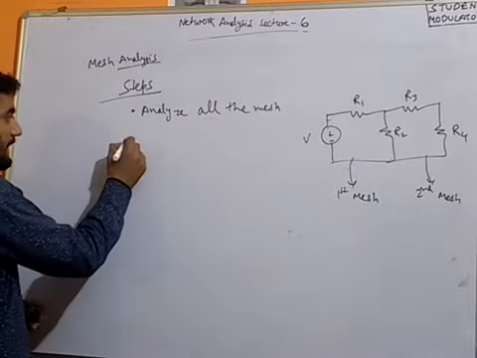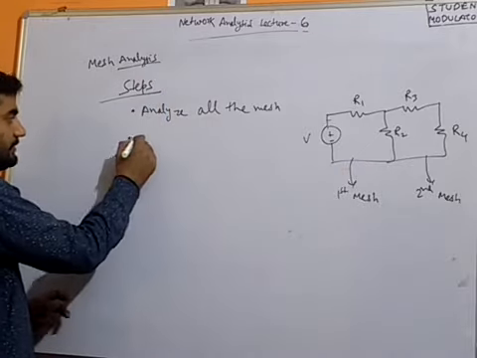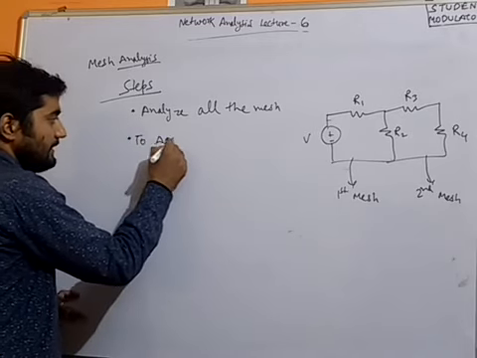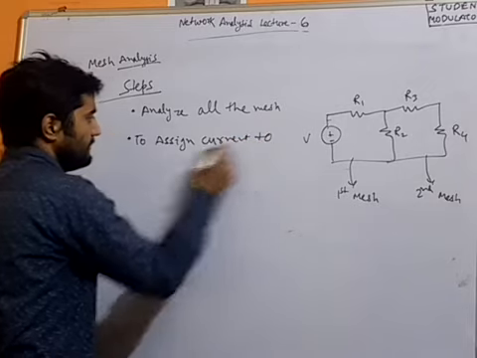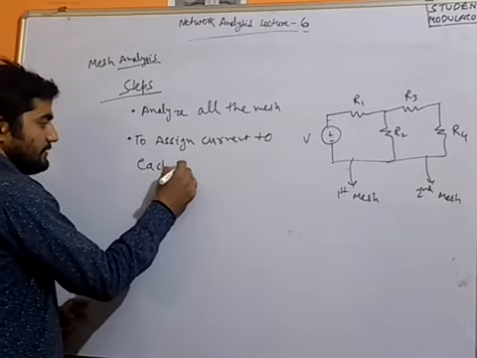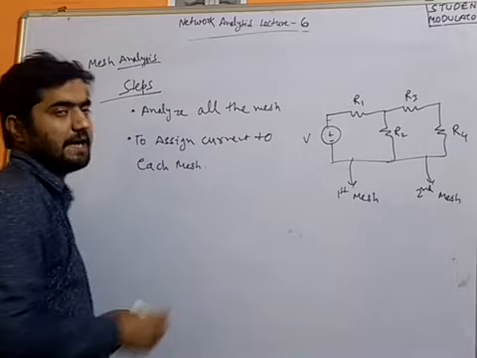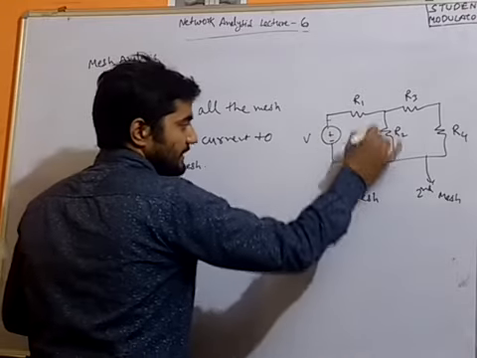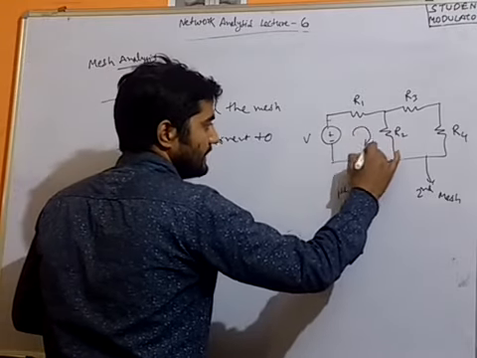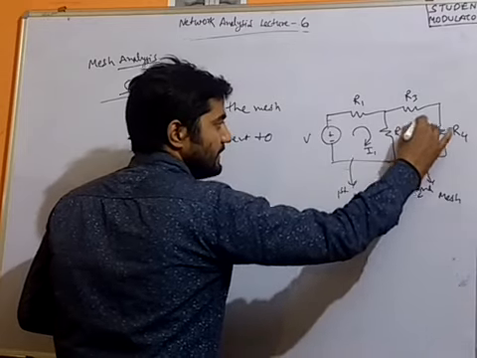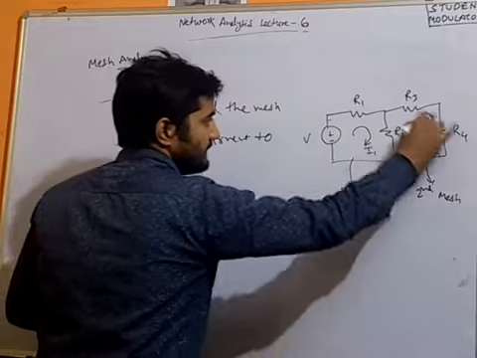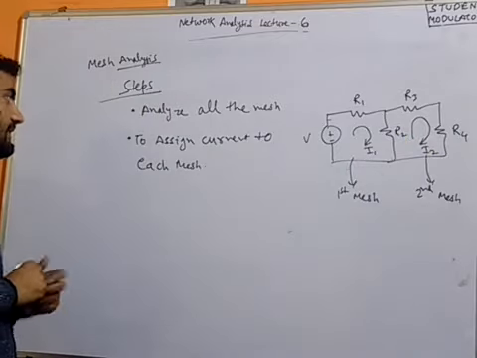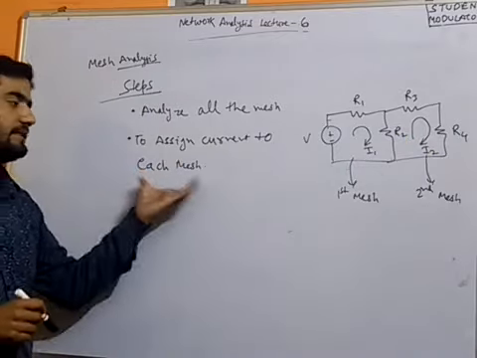Now the second step involved is to assign current to each mesh. So on each of the meshes we have to assign some current. So in this mesh we will assign some current I1. Again on this mesh we will assign some current I2, in this way and in this way. Okay. So the first step is over, second step is over.